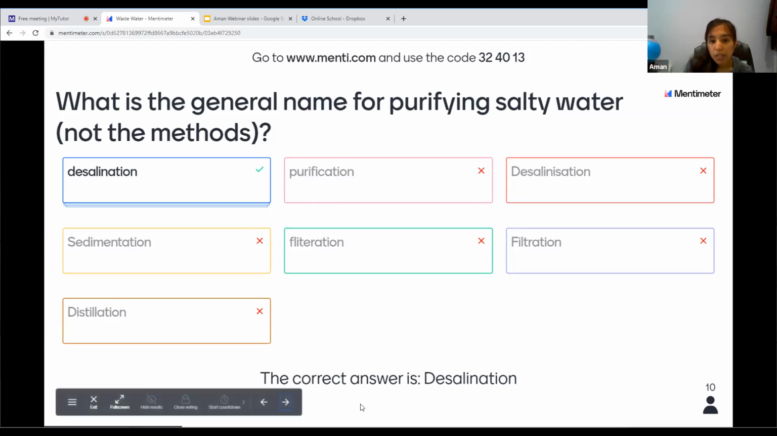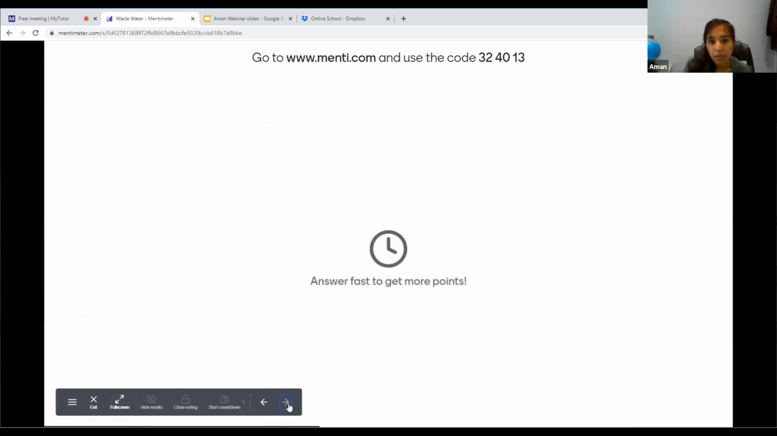There are two processes involved when we try and get drinking water from seawater. And the two processes were distillation and reverse osmosis. So you may remember that from last week. So distillation and reverse osmosis. So they were the two processes, but the general name was desalination.